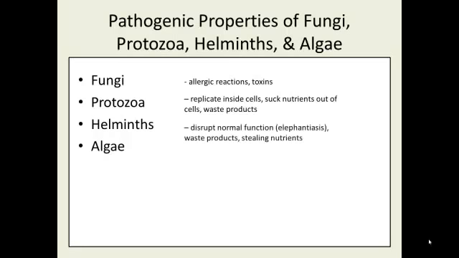Helminths, or parasitic worms, can disrupt normal function. That's elephantitis. Elephantitis gets into the lymphatic system. We're going to talk about that more in the next chapter. It blocks the flow of the lymph, causes the affected limb or organ to swell up to the point where it looks like it belongs on an elephant. That's why we call it elephantitis. Also, they produce waste products. They pee and poop into you. And also by stealing nutrients. That would be tapeworms.